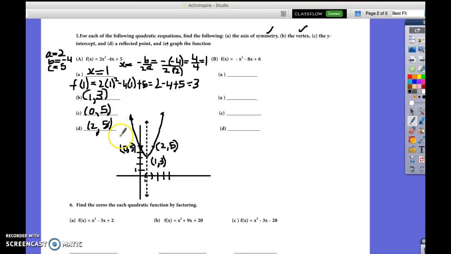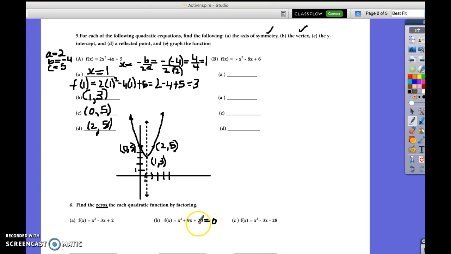Alright, let's take a look at number 6. It says find the zeros of each quadratic function by factoring. Alright, let's do this one. The zeros. What are zeros? Zeros are x values that would make y equal to 0. So since this is f of x or y, we're looking for the x values that would make this be 0.